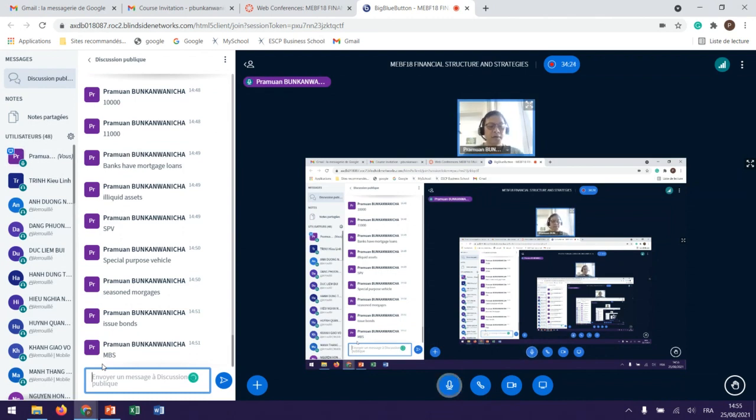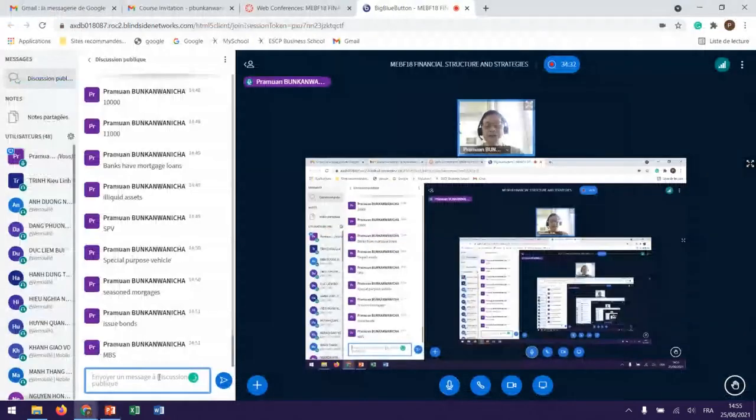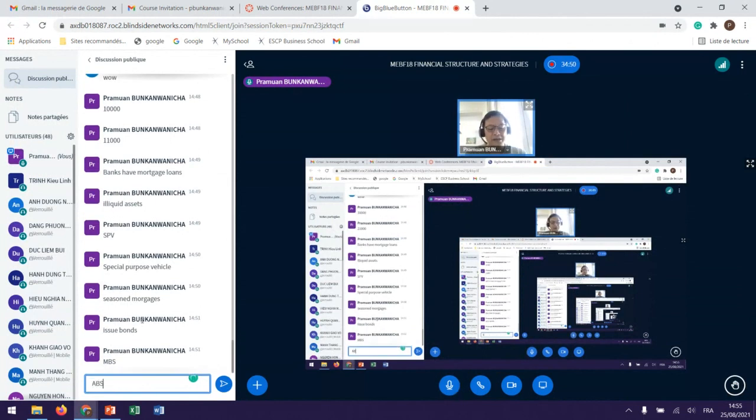All right, so let's go back to our business. So you have seasoned equity offerings, and then you can have seasoned mortgages. We can securitize. You can use student loans. You can use car leasing. Whatever you see a cash flow, you can securitize it. When you use mortgages, we call it MBS. When you use other assets, we call it asset-backed securities, ABS.